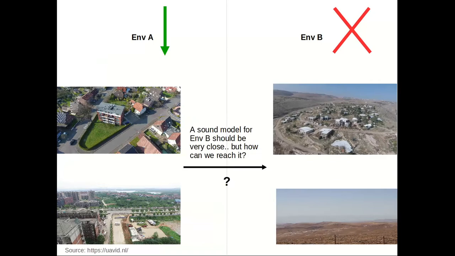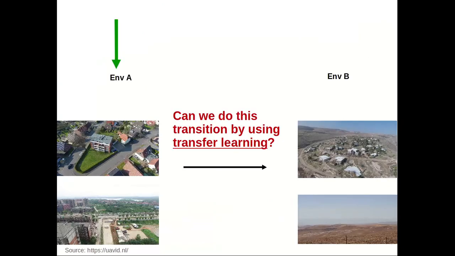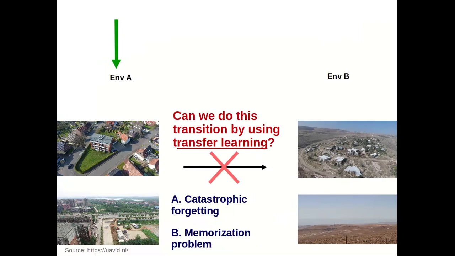But here's a question. If the two models are so close to each other on the function space as I claim, why will transfer learning not be enough for us here for moving from A to B? Well, there are two problems with that. Catastrophic forgetting and the memorization problem.